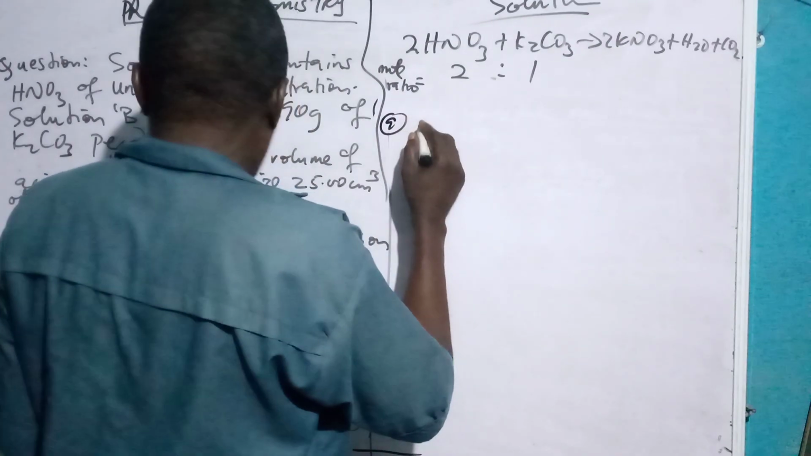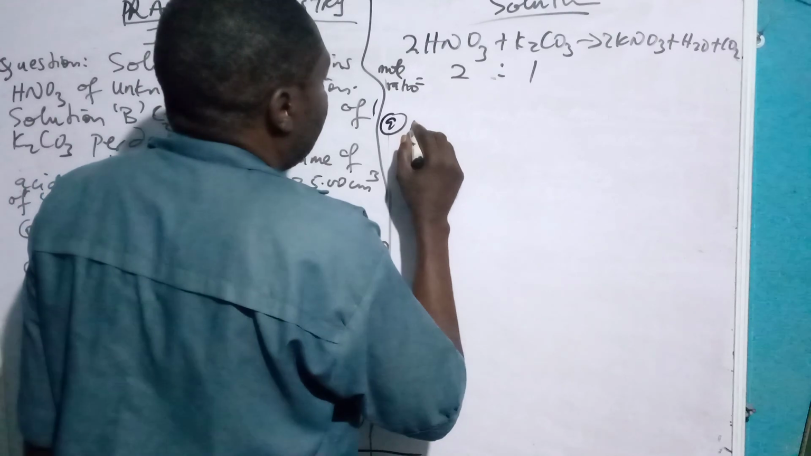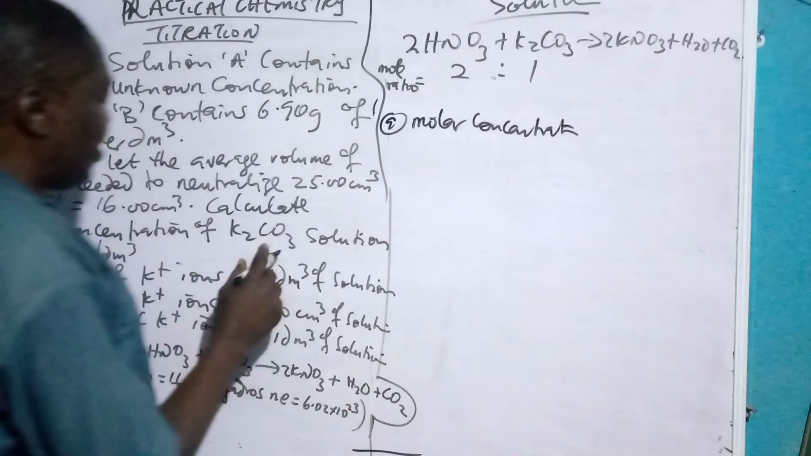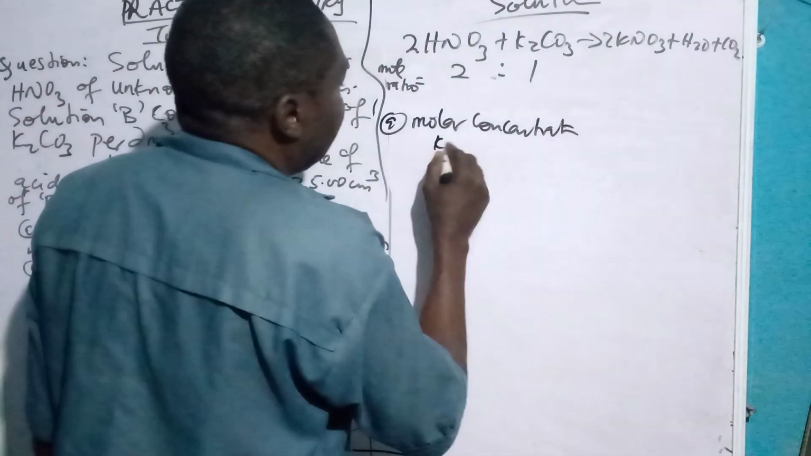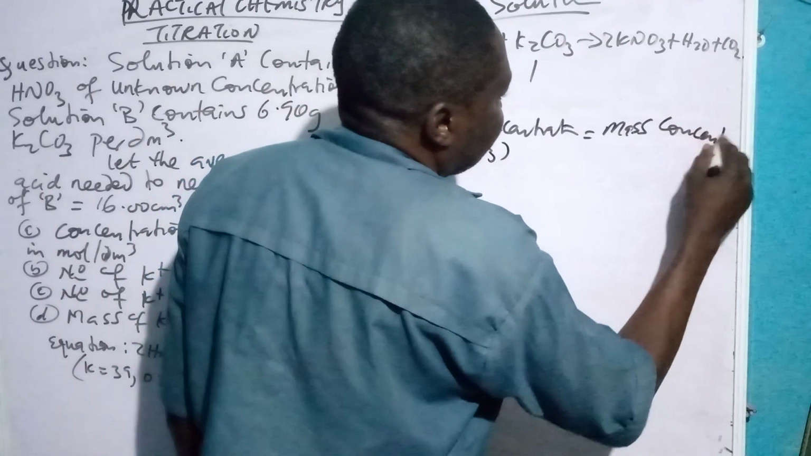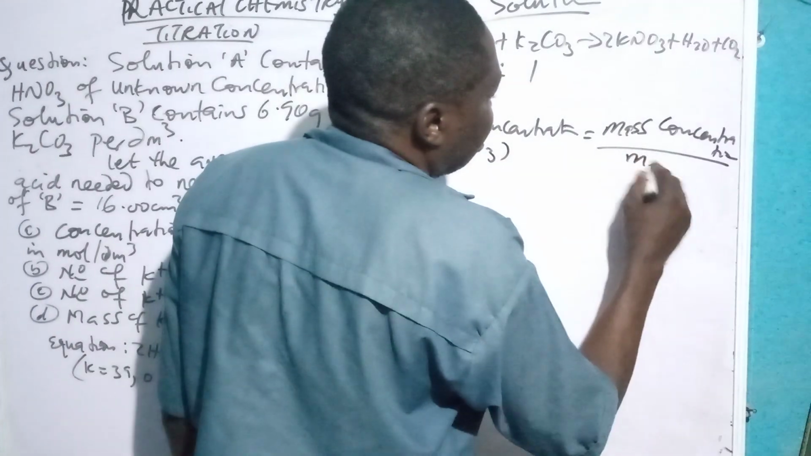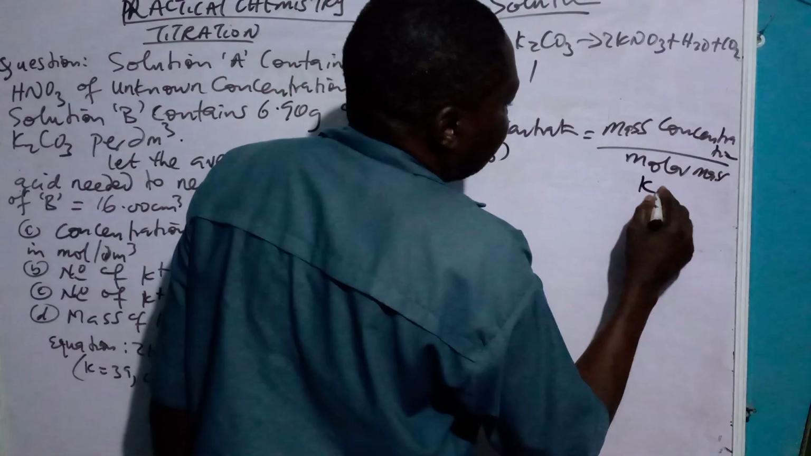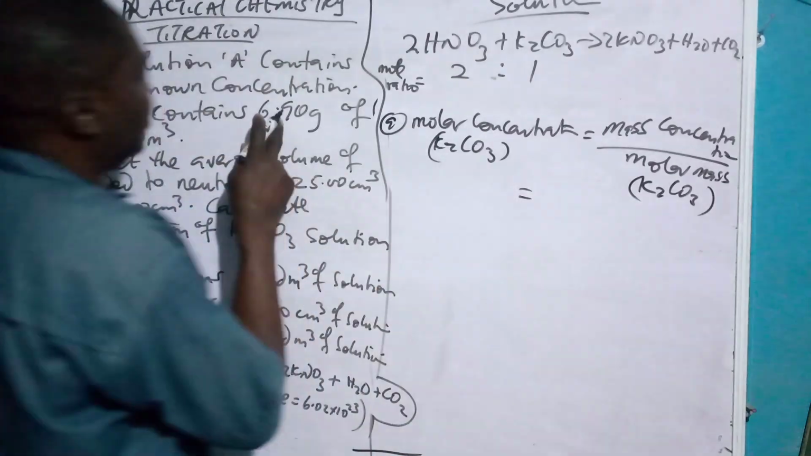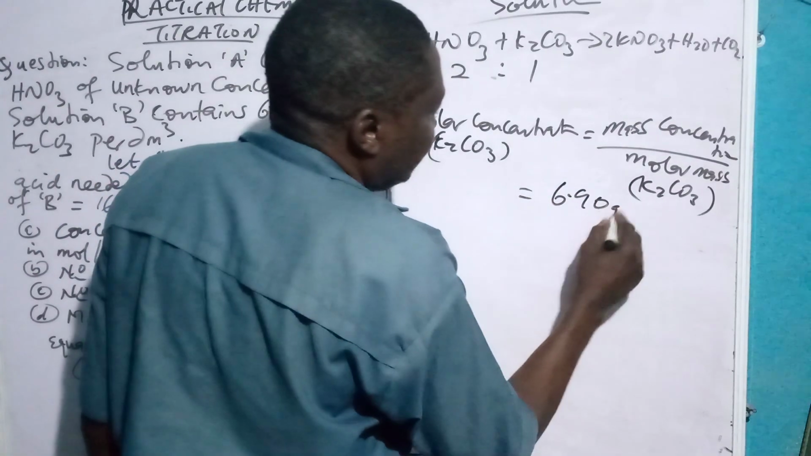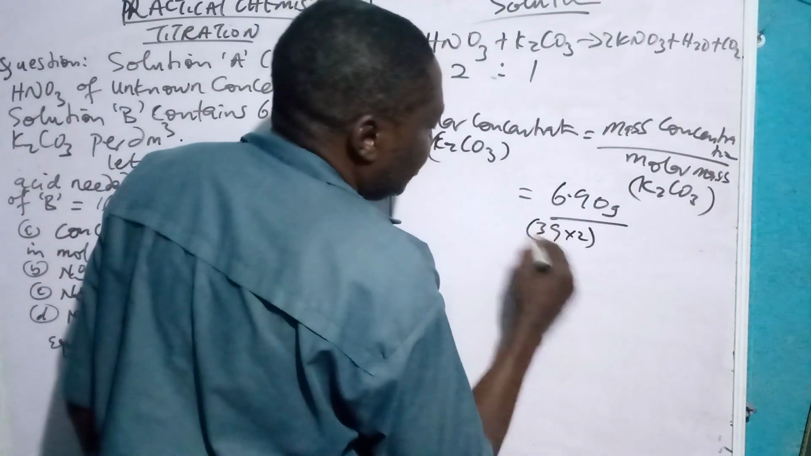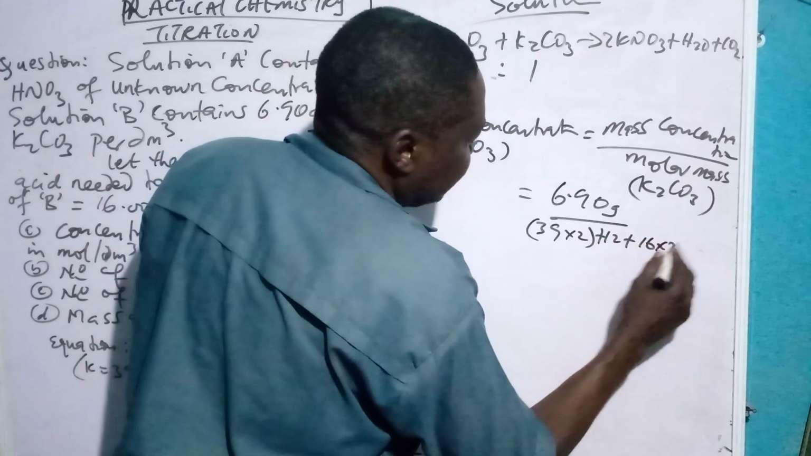Concentration, that's A, molar concentration. You can also write concentration in mole per dm cube. It's all the same thing. Concentration of K2CO3 equals mass concentration over molar mass. Molar mass of K2CO3, so this one now gives us, they're already giving us the mass concentration at 6.90 gram over molar mass. We're already given that, you should know that by now: 39 times 2 plus 12 plus 16 times 3.